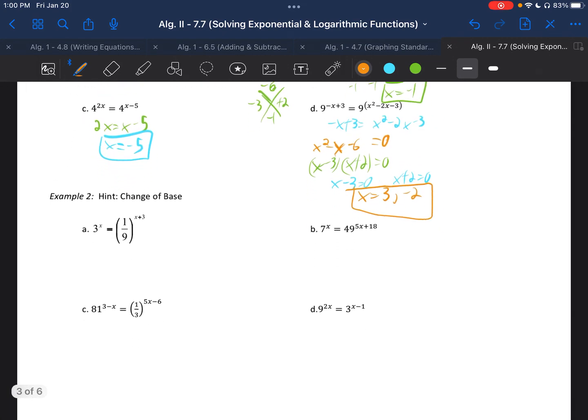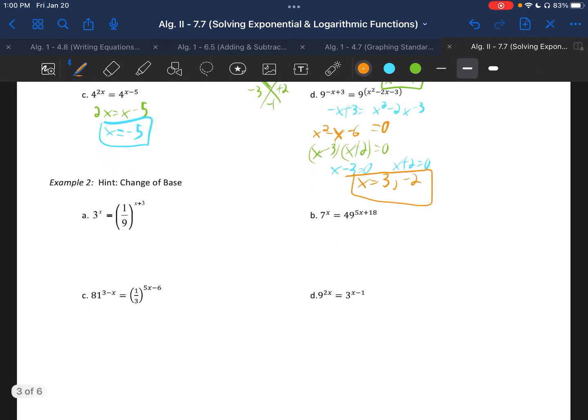Alright, the second hint, changing the base. So, let's say on example 2a, you have 3 to the power of x is equal to 1/9 to the power of x plus 3. So we can't do the same thing we did on example 1 because the bases are not the same. Here, the base on the left is 3, base on the right is 1/9. But we can make 1/9 into a power of 3.